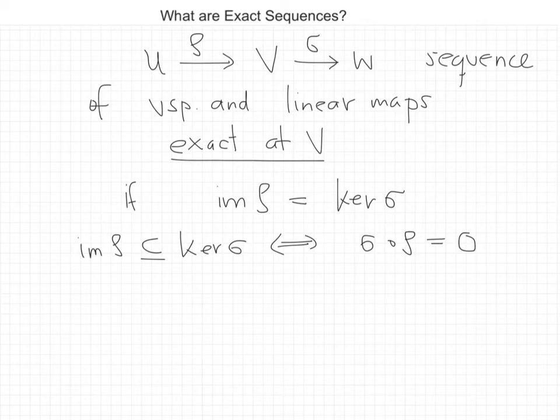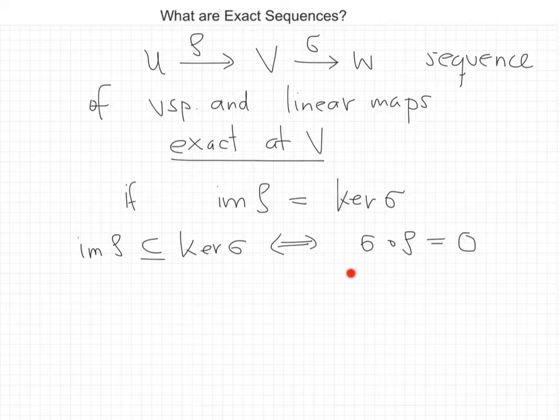So in other words, if I take a vector which is in the image of rho, some rho of U, now we're here, that will be mapped by sigma to 0. So that rho of U, which is in the image of rho, will be in the kernel of sigma. So this explains this direction.